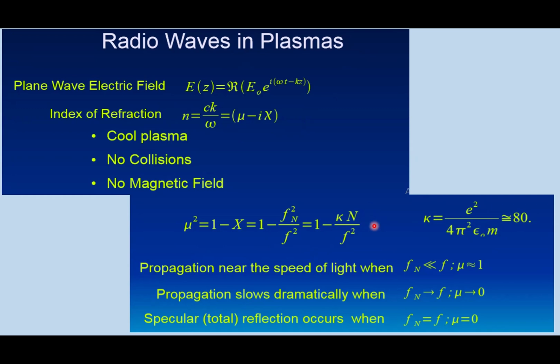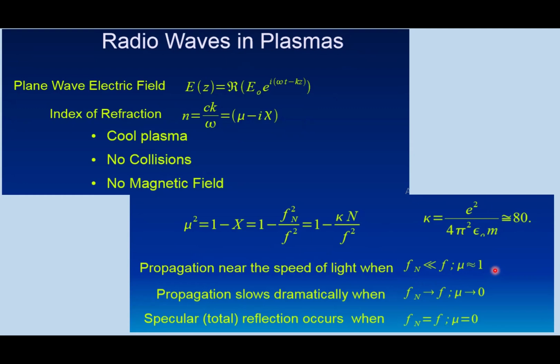So it has a constant value around 80. Now the propagation can be considered under different situations. The propagation near the speed of light: the propagation will be almost at the speed of light when the plasma frequency is much less than the wave frequency f. So almost it propagates as if in free space. Under that condition, if Fn is almost equal to f, then the mu will be approximately equal to 1. That means practically there is no refraction. So it moves almost with the speed of light.